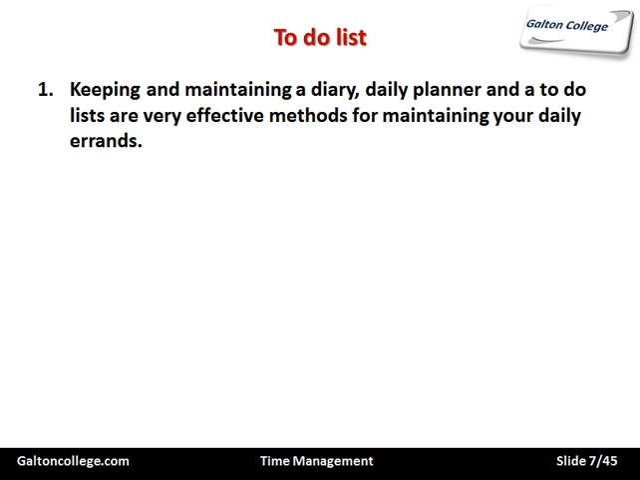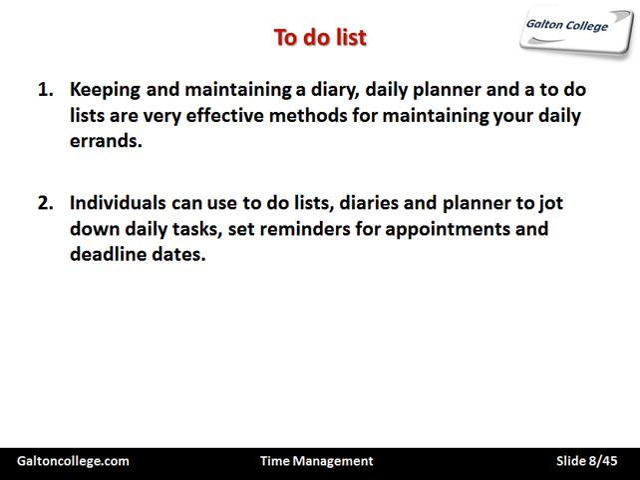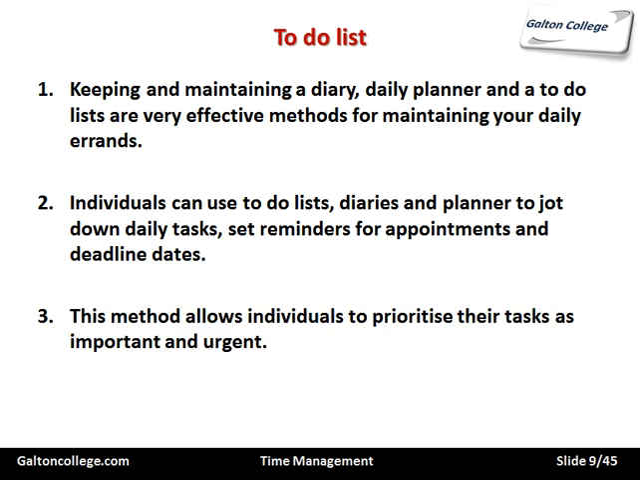But at the end of the day, the to-do list should have been achieved, because that is what we promised. That's what was required of us in that particular day. And we had to achieve those tasks. Individuals can use to-do lists, diaries and planners to jot down daily tasks, set reminders for appointments and deadline dates. So to-do lists are a very useful tool in getting us organised to manage our time effectively. It allows individuals to prioritise, as I said earlier. It prioritises the tasks, and it moves the important and urgent tasks to the front to make sure that they are done and they're delivered firstly.